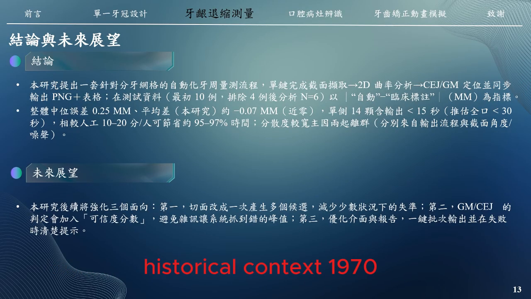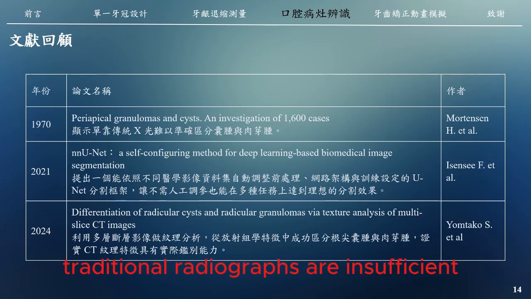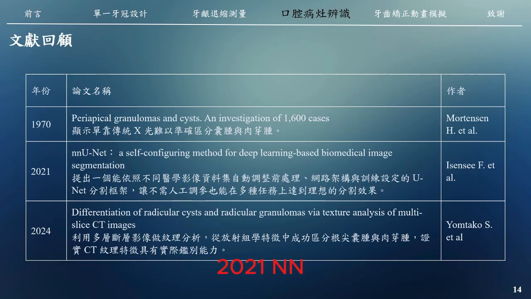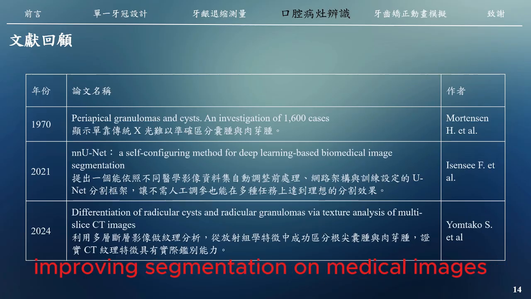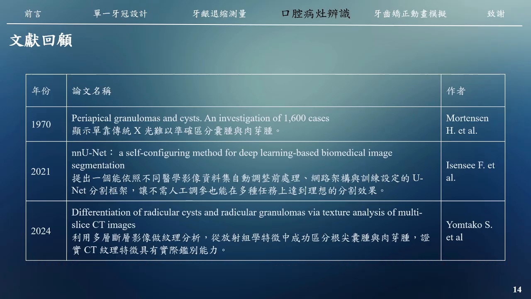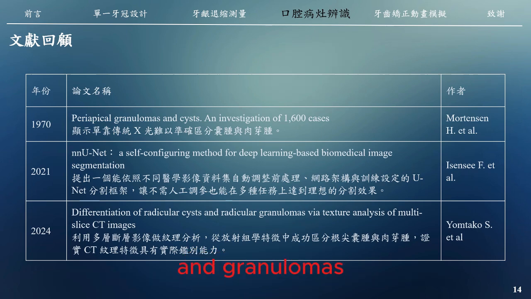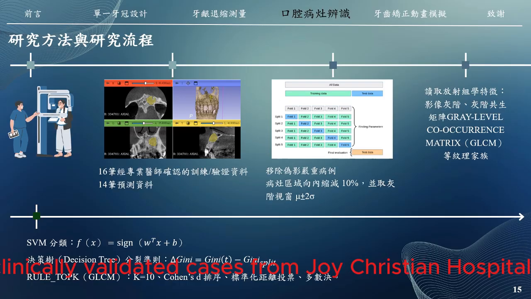Historical context: 1970, a study of 1,600 cases showed traditional radiographs are insufficient for distinguishing cysts versus granulomas. 2021, NNUNet automatically adapts pre-processing and architecture, improving segmentation on medical images. 2024, multi-slice CT texture analysis demonstrated discriminative power between cysts and granulomas. Our contribution: we extend these approaches using CBCT, 16 clinically validated cases from Jiayi Christian Hospital.